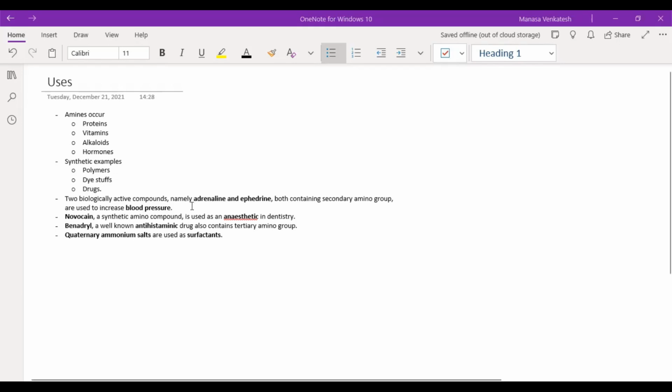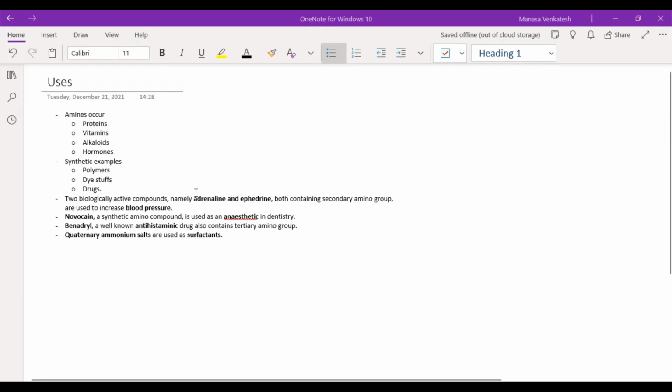There are two biologically active compounds, adrenaline and ephedrine, which have a secondary amino group and are used to increase blood pressure. Novocaine is a synthetic amino compound, which is used as an anesthetic. Benadryl is an antihistamine drug, and quaternary ammonium salts are used as surfactants. So with that, we're done with the uses of amines.